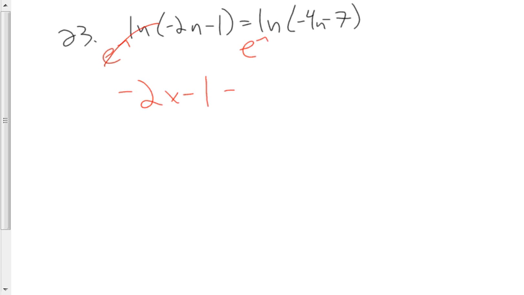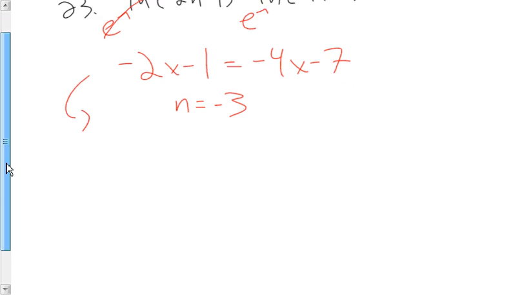So the left side becomes negative 2x, or n, or whatever, minus 1, equals negative 4x minus 7. And so now it's just a linear equation, and we'll solve however we solve a linear. So get everything to one side, divide, and in this case we'll get that n equals 4. I mean, negative 3.